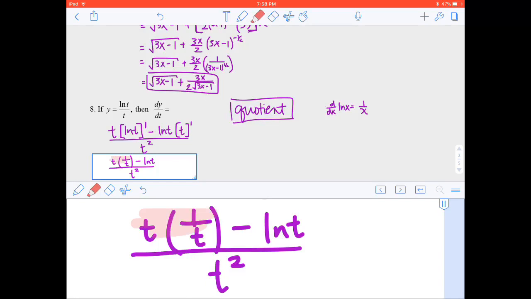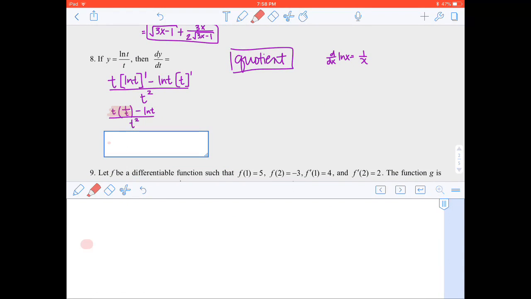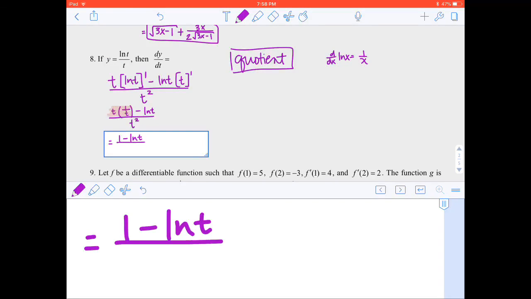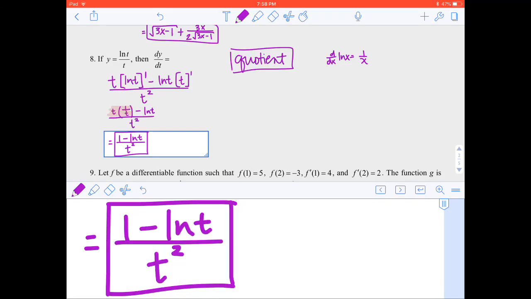T times 1 over t is going to cancel out and give me 1 minus ln t all over t squared. And that is as simplified as that's going to get.